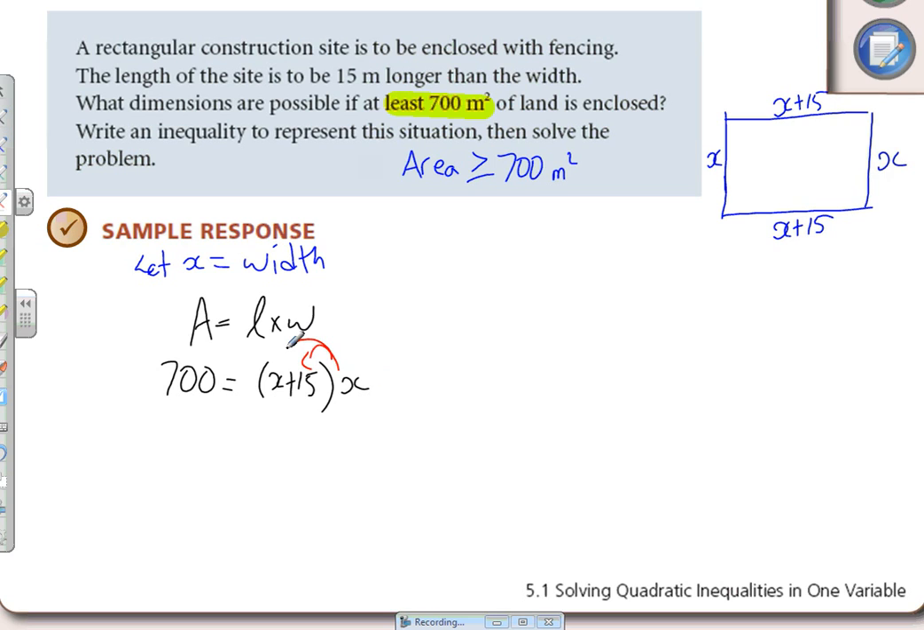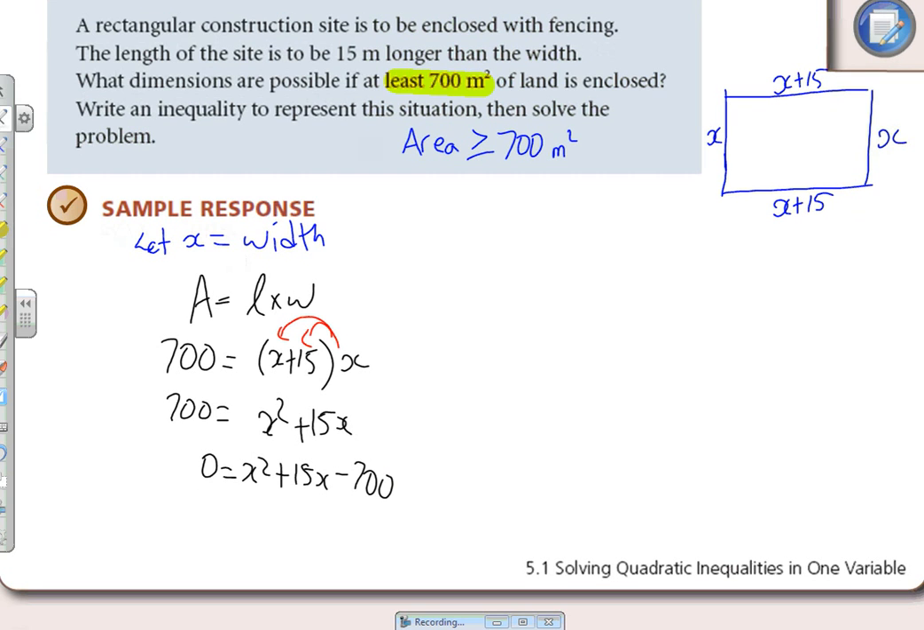So expand it, and we notice that we get a quadratic. x squared plus 15x. And the same thing as always has gone on. If you get a quadratic in this course, you're equating to 0 and then factoring. So then, bring 700 over. 0 equals x squared plus 15x minus 700. And then we've got to factor it. So factor, quadratic formula, complete the square, whichever one you want to work with. We're going to factor it because this one is factorable.